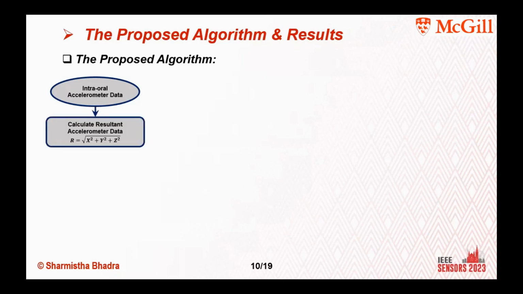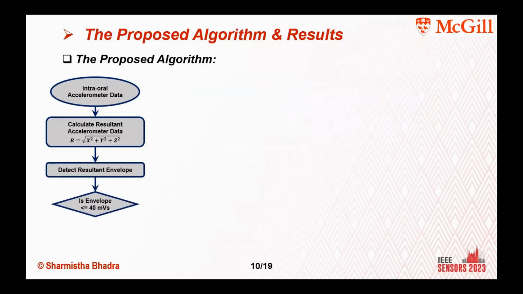From the XYZ components of the accelerometer data, we calculate the resultant, and then we detect the envelope of that resultant and look at the value of the envelope. We found that if there is no motion, the envelope value is below 40 millivolts. So we check whether the envelope value is below 40 millivolts. If it is, we know there is no motion, so we do not do anything with the EEG signal.